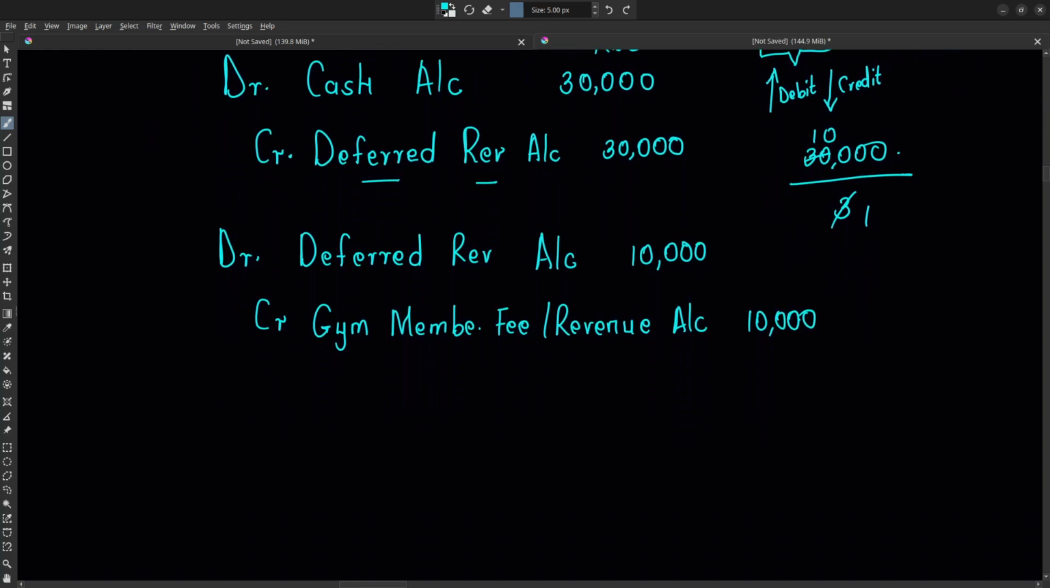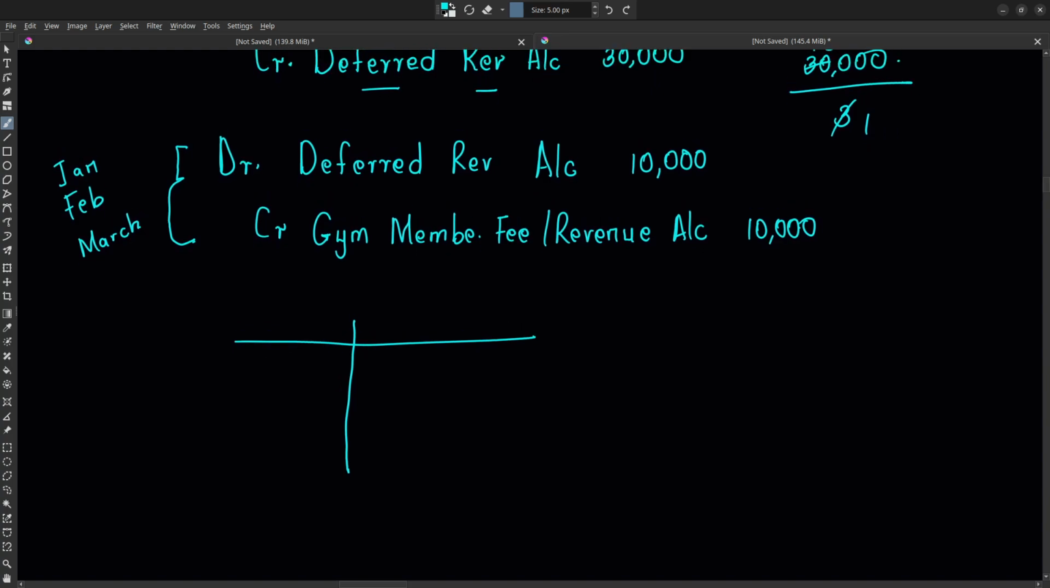Okay, the same thing will happen in February and March. The same adjustments are going to be done for those months, at the end of January, at the end of February, and at the end of March. How will our T accounts look like? Let us look at T accounts, first deferred revenue.